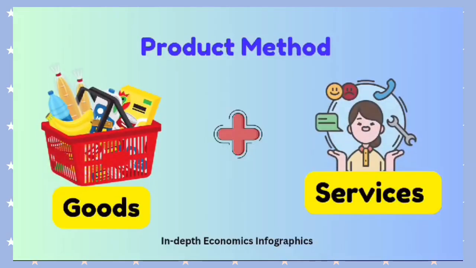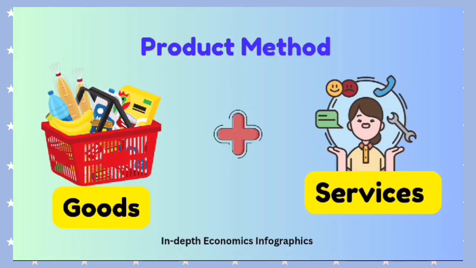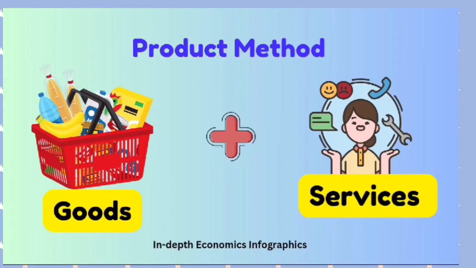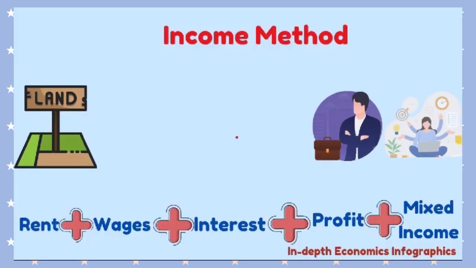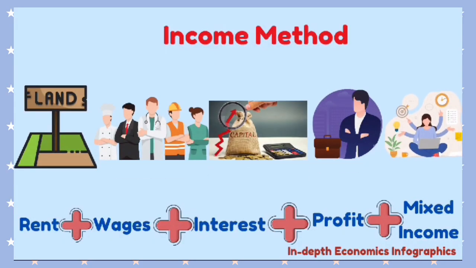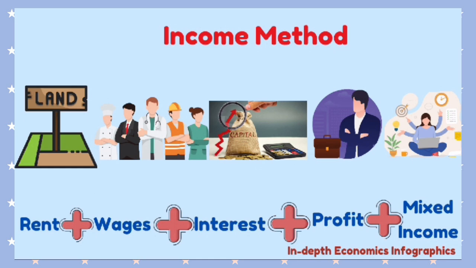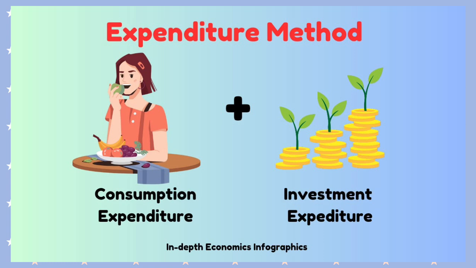Under the product method, we add the values of output produced or services rendered by different sectors of the economy during the year in order to calculate the national income. Under the income method, we add all the incomes from employment and ownership of assets from all the production activities in an economy. The expenditure method measures the total domestic expenditure of the economy. It consists of 2 elements, which are consumption expenditure and investment expenditure.